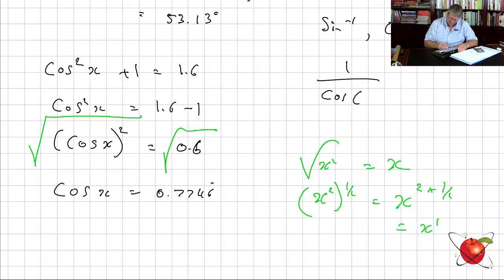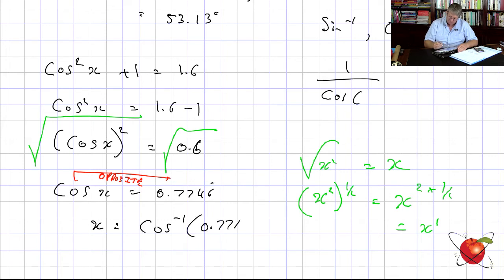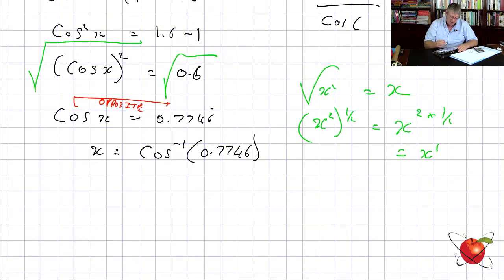Therefore, x is going to be, I'm going to just write it in here in red, take the opposite. Not divide through by cos. Take the opposite. So the opposite is arc cos of 0.7746. And, hey presto, the calculator gives us an answer of 39.23 degrees. Right?